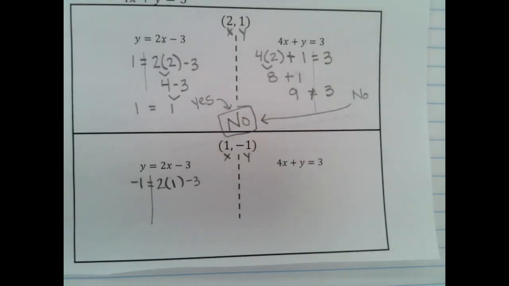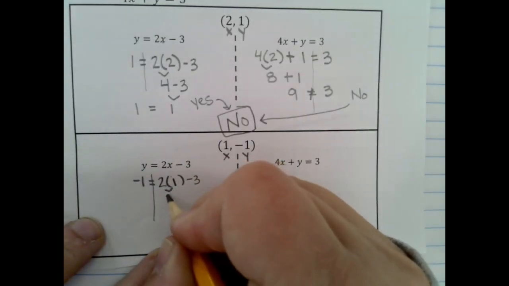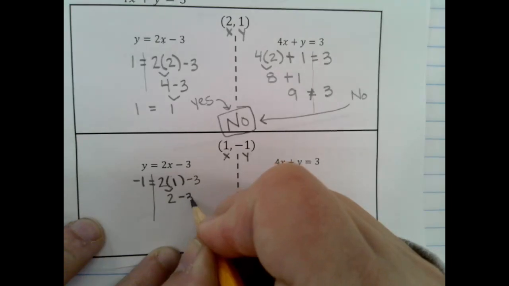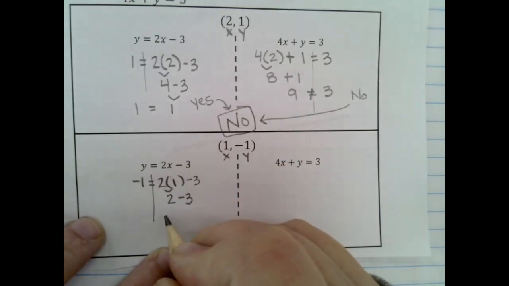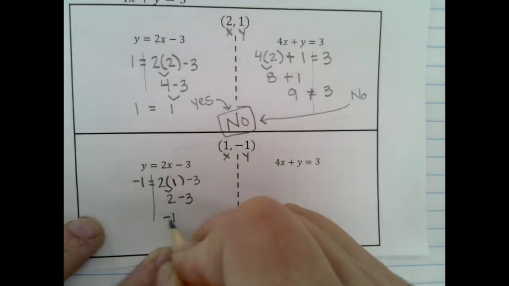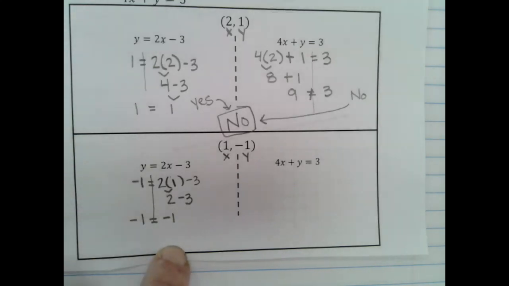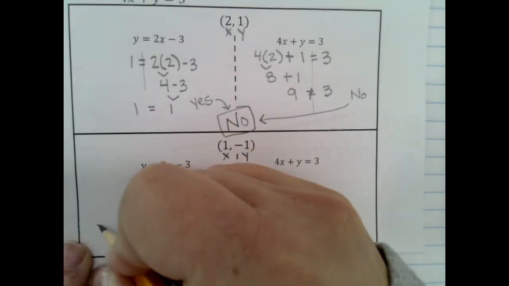What would we do first there? Multiply. 2 times 1 is 2. 2 minus 3. Good. Because we're doing a small number minus a big number, so we get a negative. So one side we have negative 1, and what's on the other side? Negative 1. So did it work? Yep. So this one's a yes.